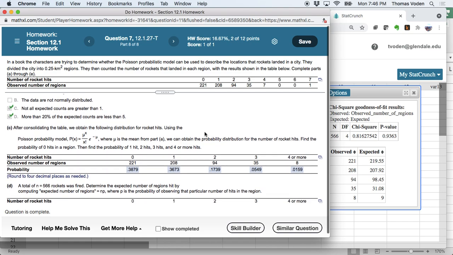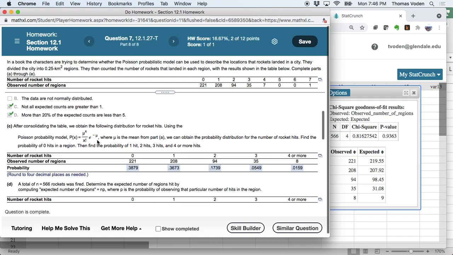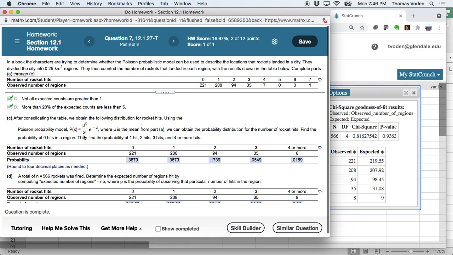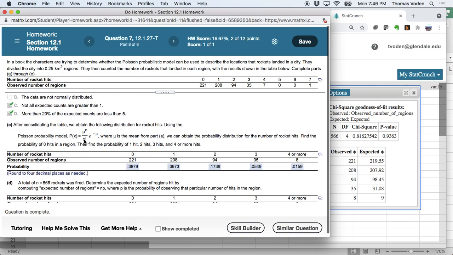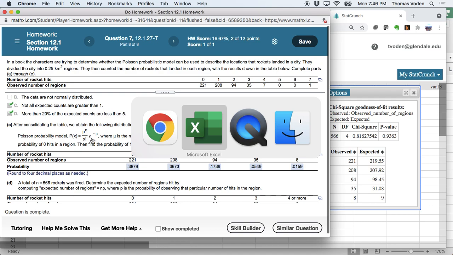Part C is asking us to, what they're trying to do is see if the Poisson probability model is a good model for this. So we're leading up to a hypothesis test to see if this model fits the observations well. So this is the formula for Poisson. You don't have to memorize this, but what I've done is for each value of x, I just went ahead and computed this. Mu is the expected value we computed in part A, and then x runs through all the values, 0 through 7, and e is the natural exponential base.